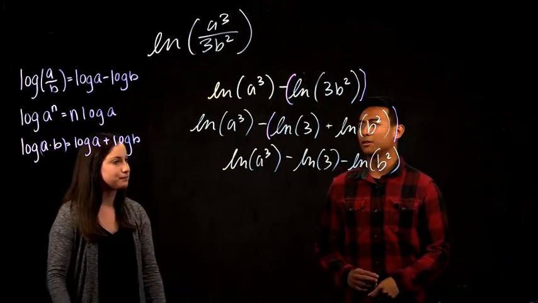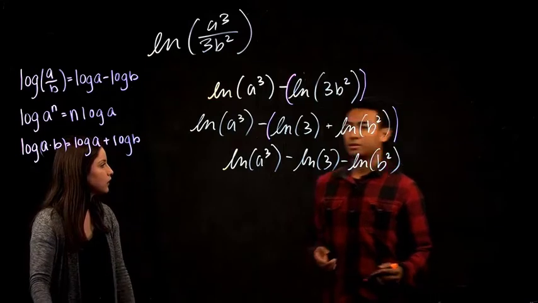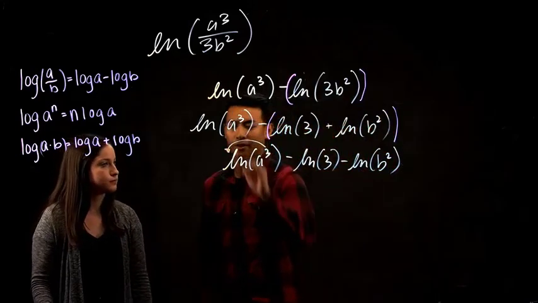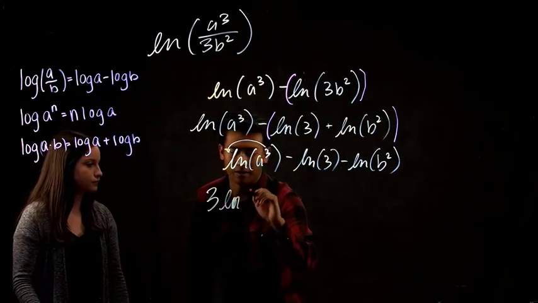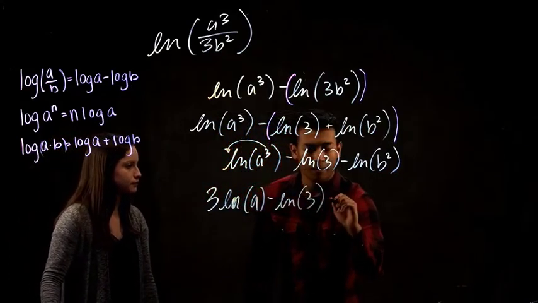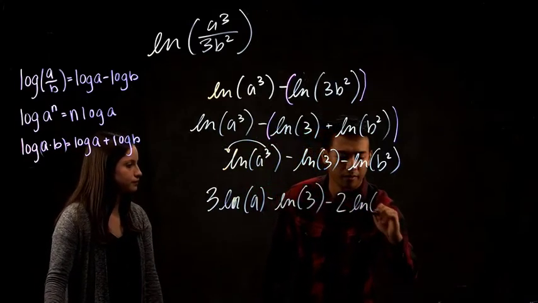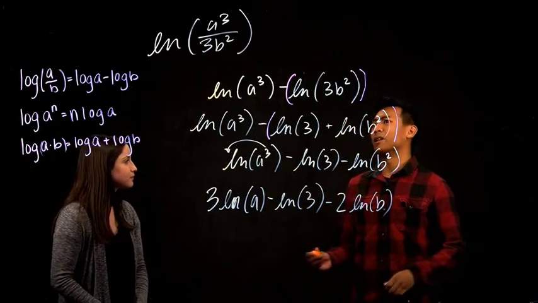Nice. Now it looks like the last step to do is the power rule. So I'm just going to take these powers and bring them to the front. So I'm going to have 3 ln of a minus ln of 3 minus 2 ln of b. Awesome. Wow, now that I look at it, it looks a lot cleaner.